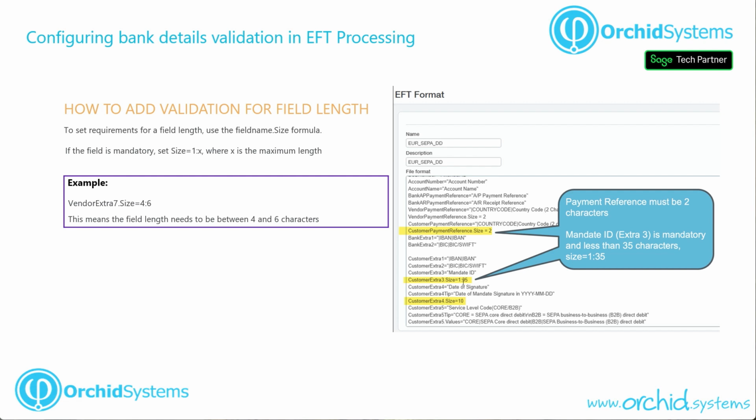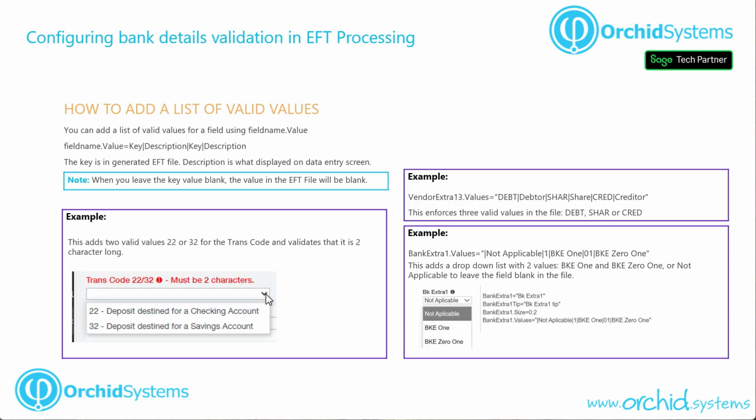If you are making changes from the standard that we sent you, please let us know or keep a copy, because if we send you a new update of the EFT file format, we don't want to overwrite your particular changes. And if you want to add a list of valid values, you can say for that particular field name, the field name.value equals key pipe description, and you can have as many key and description pairs as you need.